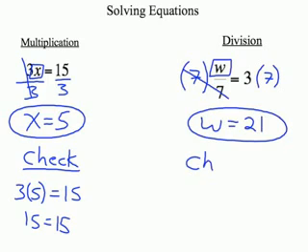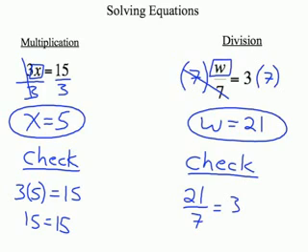Now we must check our answer. So we take 21, substitute it into the original equation for w, and we have 21 divided by 7 equals 3. 21 divided by 7 is 3, so 3 equals 3. 21 is a solution for w.